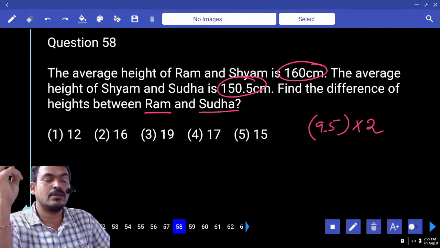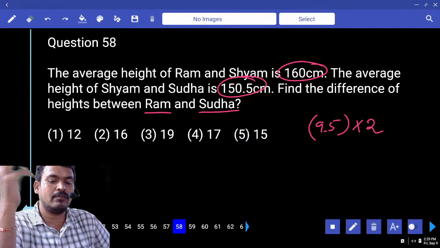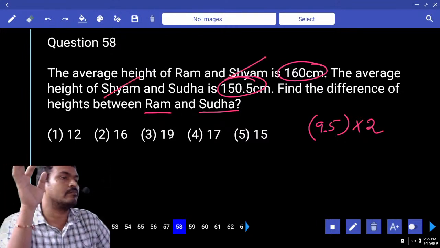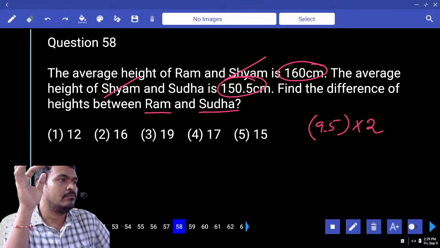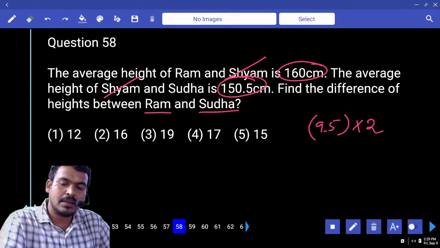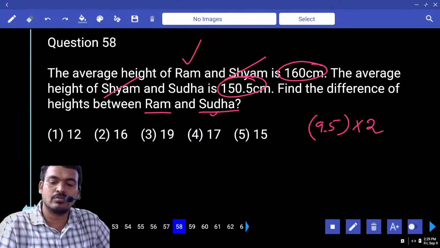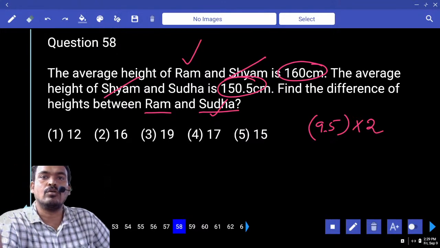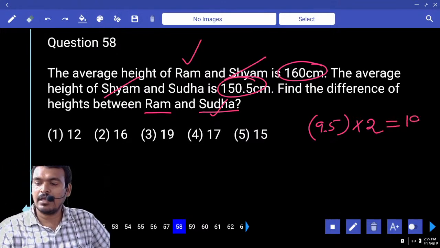Okay. First case, how many persons? 2 persons. Second one also 2 persons. Which one is common? Sham will be common or not? Subtracting these two, Sham values are cancelled or not? Then we get the difference between Ram and Sudha as how much value? 9.5 into 2. How much? 19 or not?